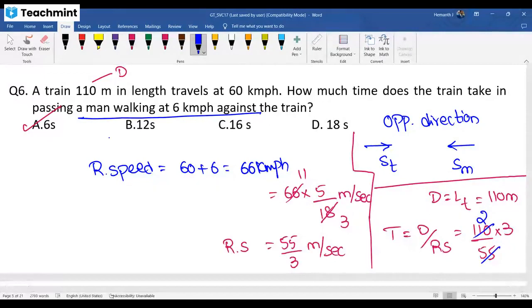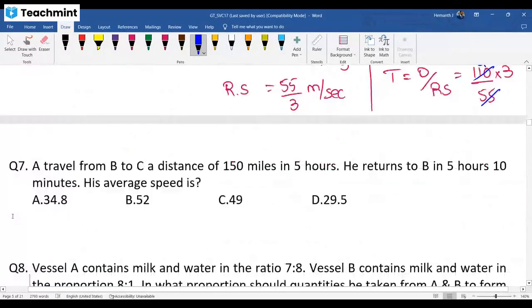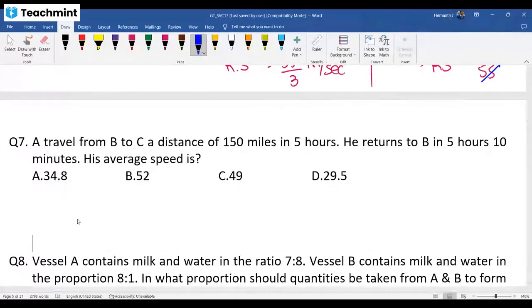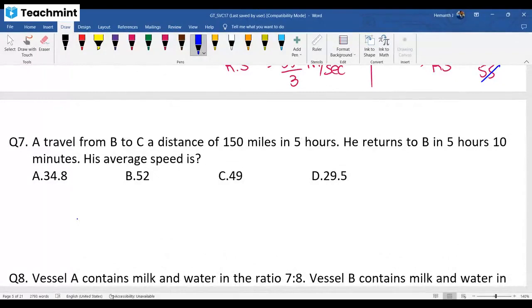Right. Now see the next question. Average speed. A travels from B to C a distance of 150 miles in 5 hours. He returns in 5 hours 10 minutes. His average speed is. My dear friends, what is average speed? What's the formula? It's not sum of speeds by number of speeds. It's wrong. Don't say average speed is sum of speeds by number of speeds. It's a wrong approach. Average speed is what?